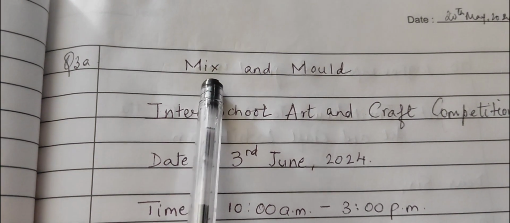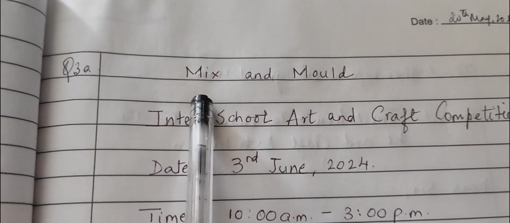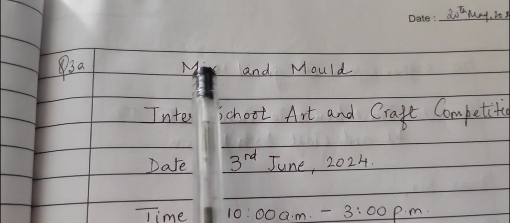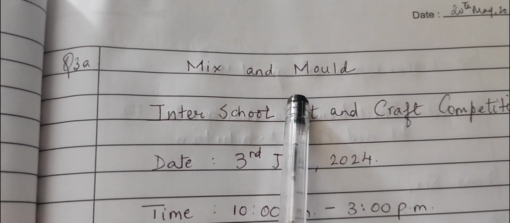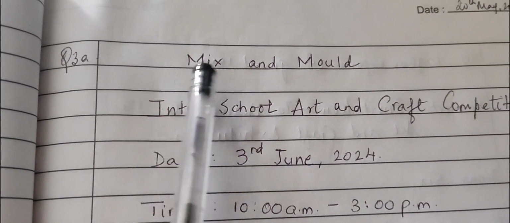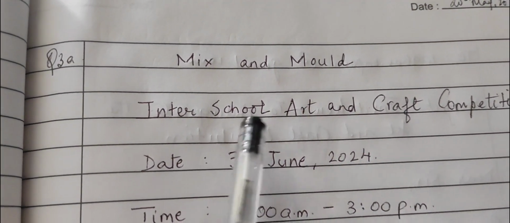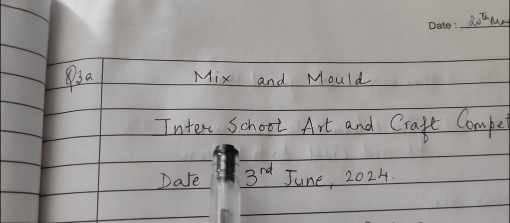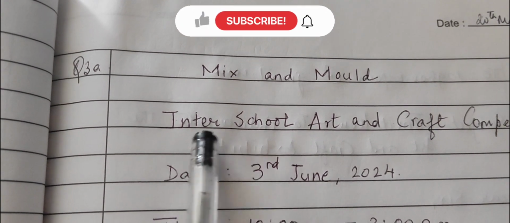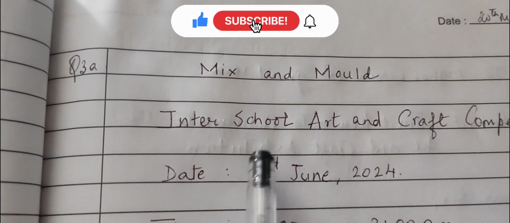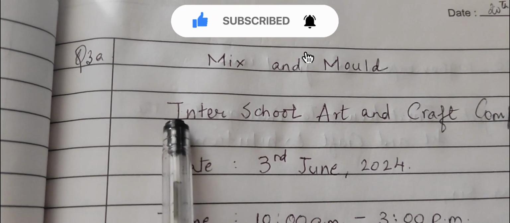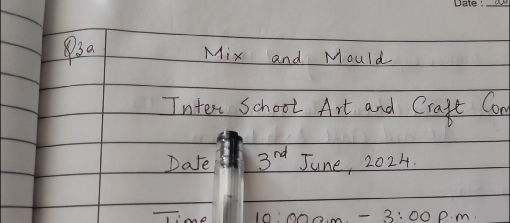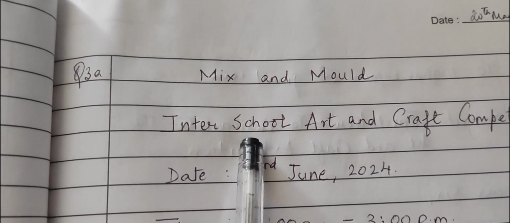So first will come the catchy title. You can write Mix and Mold, art and craft, so molding is there, or you can write Color Palette. There are ample possibilities you can write for an art and craft competition or exhibition. As per the notice, nowhere is it written inter school, but when you see the marking scheme, they have written inter school. So we can expect that even if it is not mentioned in the question, we can write inter school.